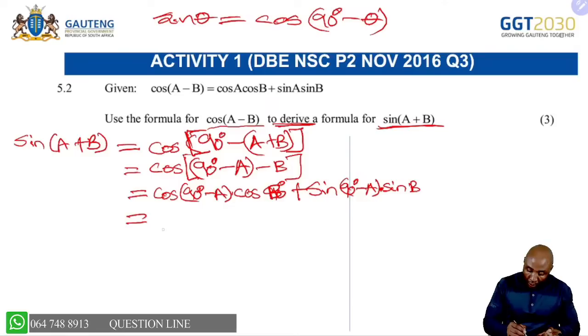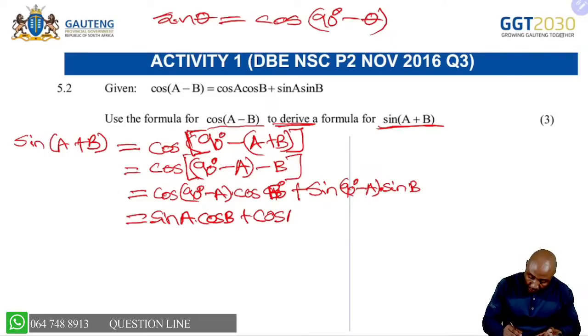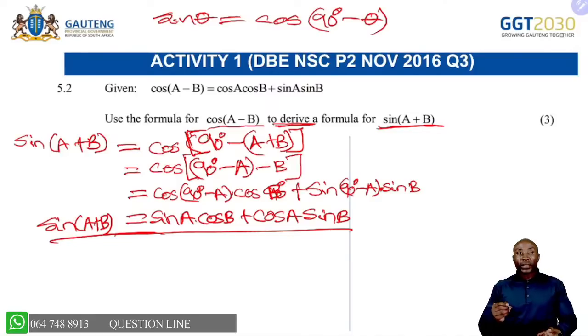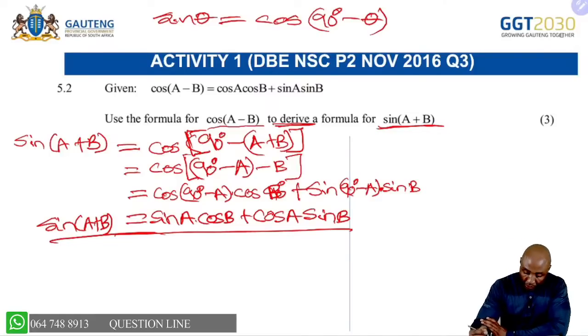The reduction of cos 90 minus A, it's a cofunction. Cos 90 minus A, I know that this is sine A cos B plus sine 90 minus A becomes cos A, and that one will give me my sine B, and that will be my final answer using what I was asked to do.